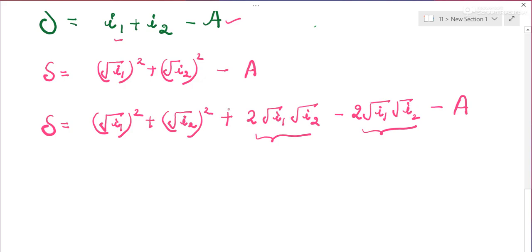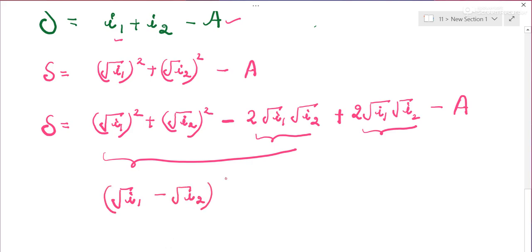Now, the subtraction one we are keeping first and the addition one we are keeping later. So this becomes A minus B whole square. Okay, and next is 2 root I1 root I2. So this is my angle of deviation.